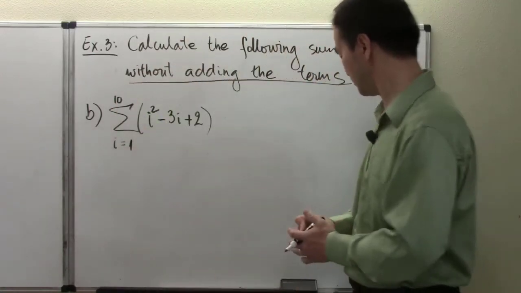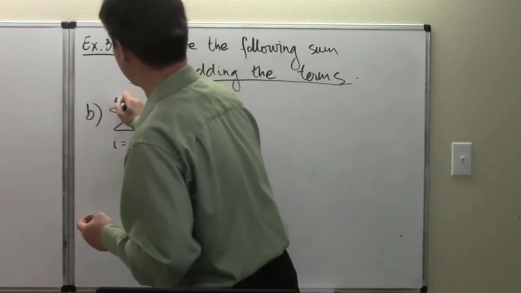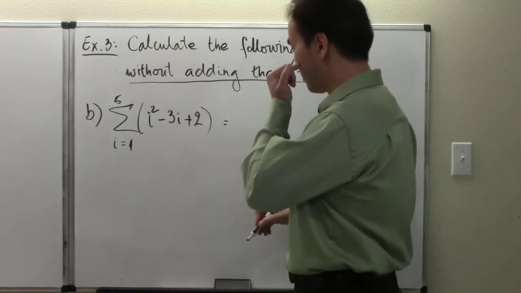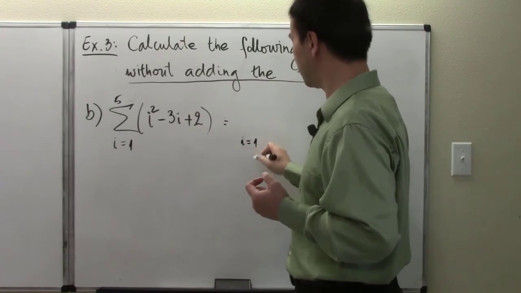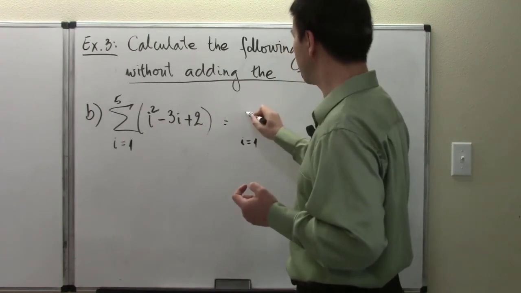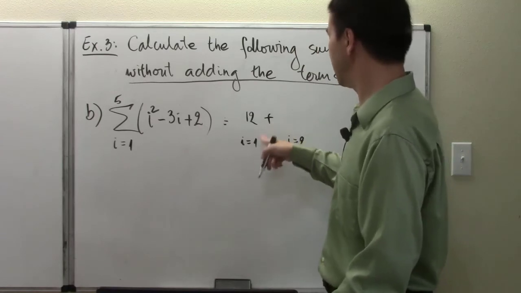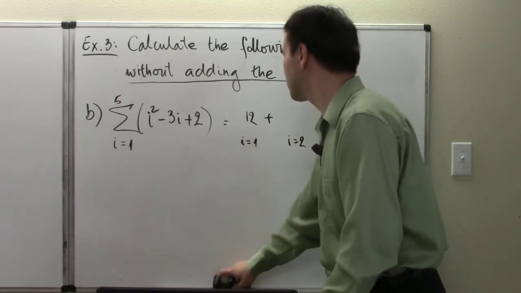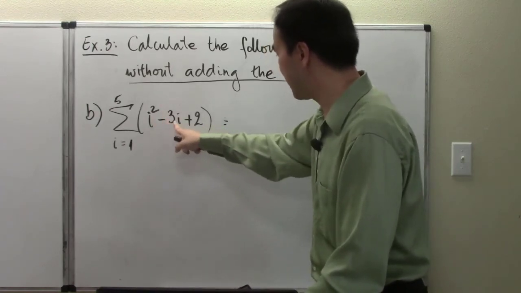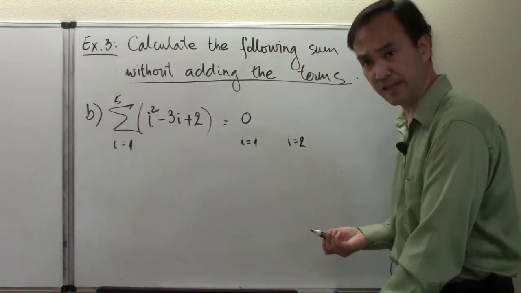Or maybe 10 is a little too much, I'll use some number that's easier to follow. How about just 5 here? 5 terms. So think about this. First term, when i equals 1, I'm doing my incorrect math. First term when i equals 1, that's a 1 minus a 3, plus 2, so that's a 0 for the first term. That's the value for the first term.